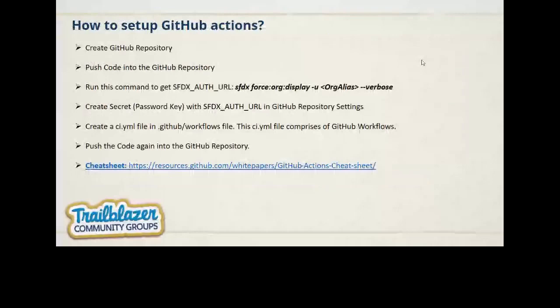How to set up GitHub Actions in your VS Code? First of all, you have to create the GitHub repository. After that, whatever code you have written for your project, you can create a branch in the GitHub repository, then push the code into the GitHub repository. And with this command, you get the SFDX auth URL, which we will discuss in this demo.